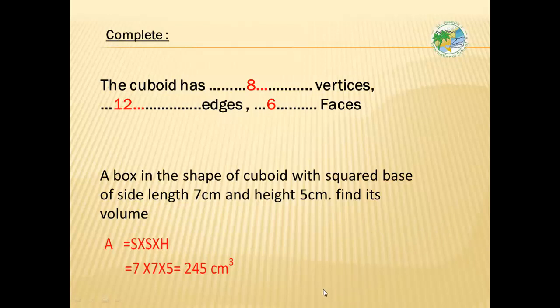or we can say length equals width equals 7 centimeters. Then the volume is side times side times height, or length times width times height, but the length equals the width equals 7 centimeters, and the height equals 5 centimeters. Then the volume. The volume, this is not area, this is a volume. Volume equals 7 times 7 times 5 equals 245 centimeters cubed.